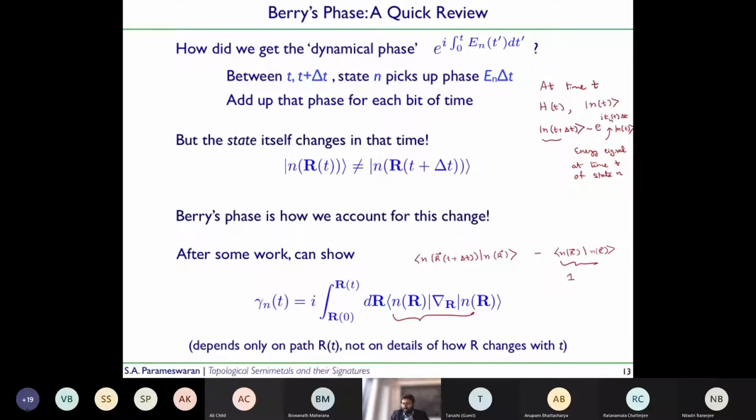And if you expand this in gradients and solve the problem, you can see that symbolically what you should get is a derivative of this form. So that's basically what I'm trying to do in this calculation. If you properly normalize everything, you'll get the infinitesimal change is like delta t <n(R)|grad_R|n(R)>. There's an infinitesimal phase that you pick up, and basically exponentiating that gives you a Berry phase like this. So that's a sketch of how that calculation works, but I think many of you will be familiar with it, so I don't want to belabor the point.